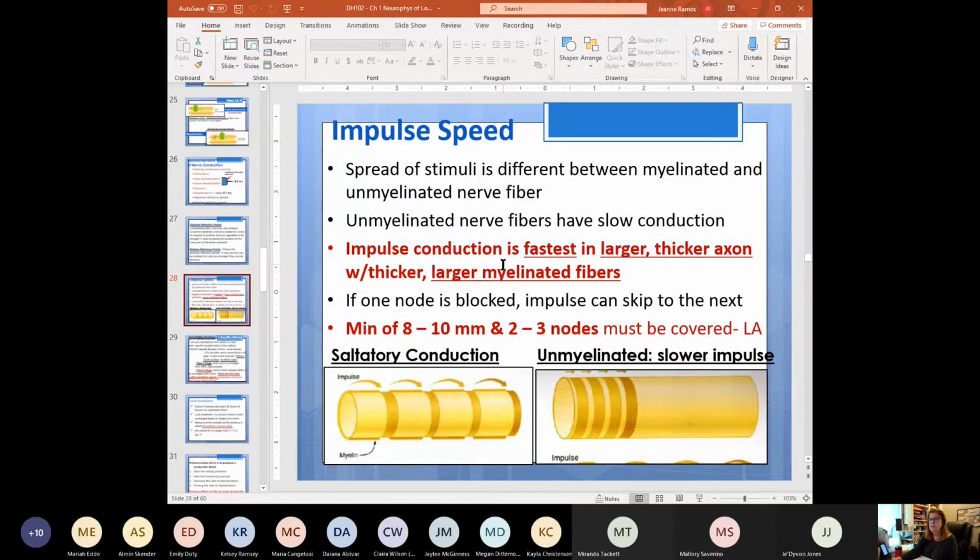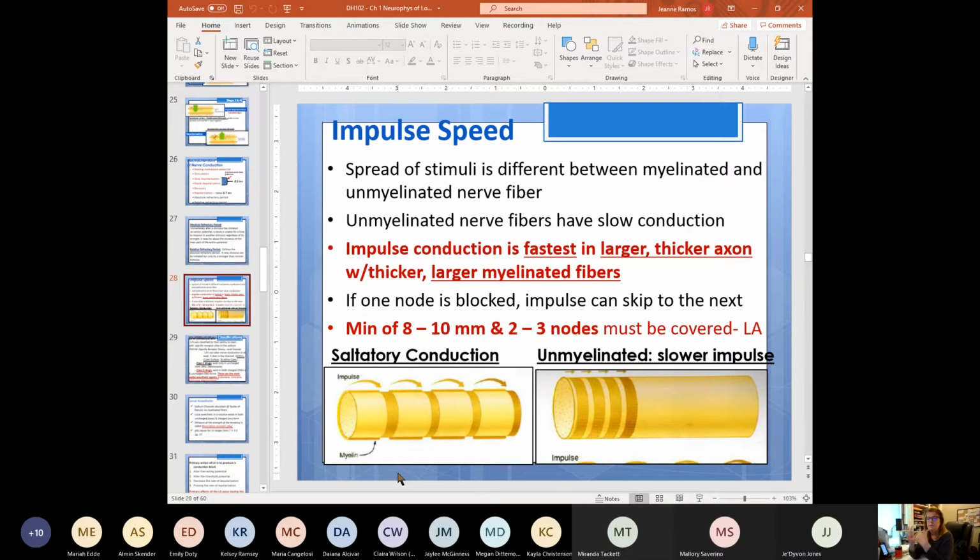So the impulse conduction is faster the larger they are. Like if you had one that had this and it was fast, but then you had a nerve next to it that was larger and thicker, it would be the fastest. So the larger myelinated fibers, axons, are even faster than the smaller ones. And that's a quiz question, I think.